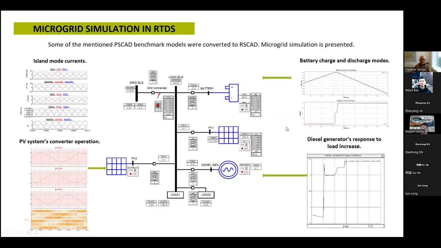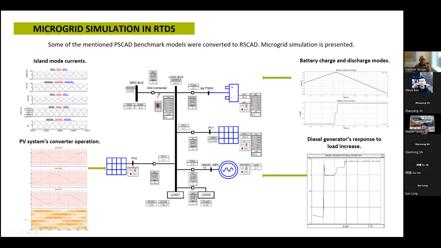The models developed in PSCAD were converted to run on a real-time simulator. As an example, a microgrid system is presented. This microgrid system consists of two solar systems, an energy storage device, and a diesel generator.